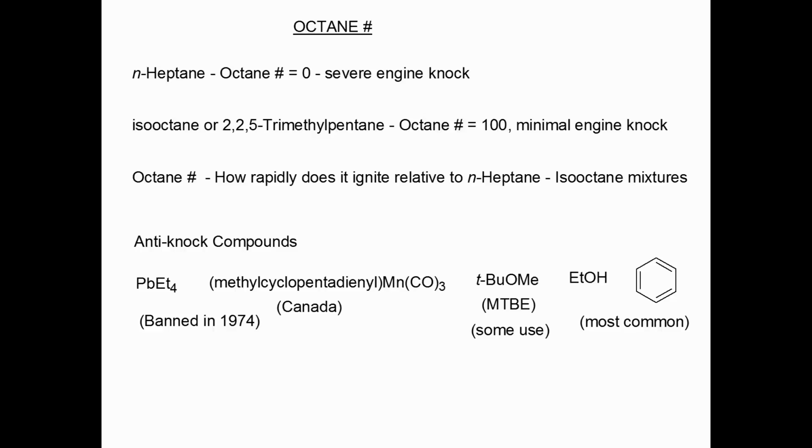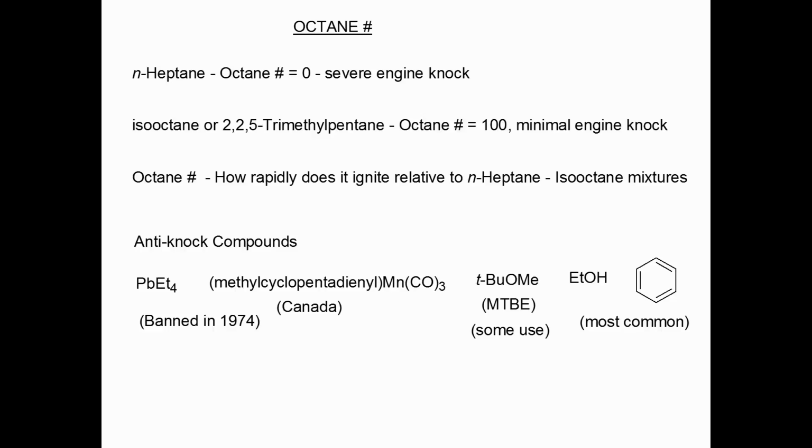Heptane is assigned an octane number of 0, and it causes severe engine knock. Isooctane, or 2,2,4-trimethylpentane, is assigned an octane number of 100, and this leads to minimal engine knock. Octane number is how rapidly a fuel ignites relative to n-heptane/isooctane mixtures. Actually, we want it to ignite slower, I believe, because we don't want it to burn before it gets to the combustion chamber.